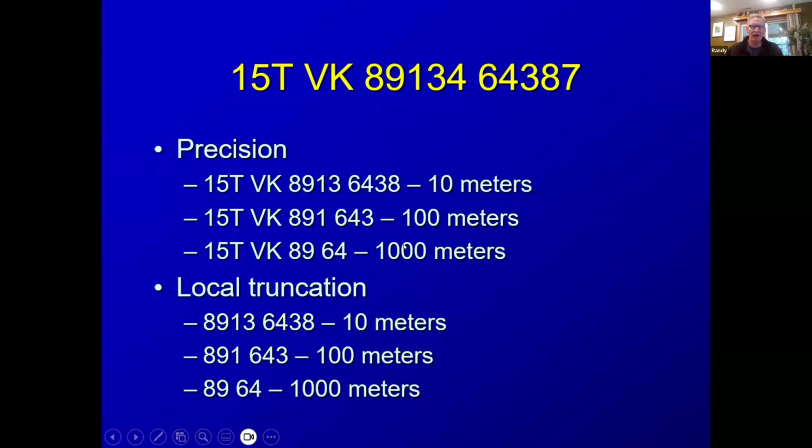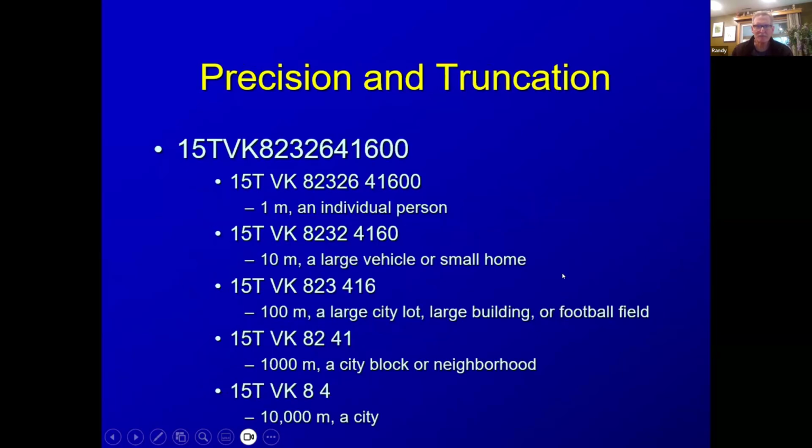We can also truncate on the left side if our entire area of operation is contained within 15T VK, Victor Kilo. We don't need to say that over and over again. Once that is clearly understood by everybody that's participating, we can simply refer to the grid numbers themselves. And so right away, you can start to see some efficiencies that come into play through this truncation and precision.